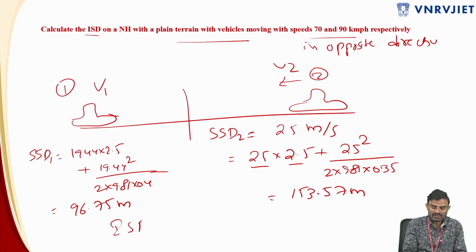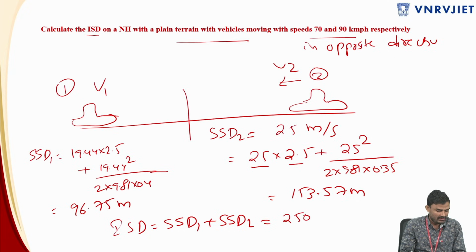Therefore ISD is equal to SHD1 plus SHD2, which turns out to be 250 meters. So I conclude the session on stopping sight distance here.